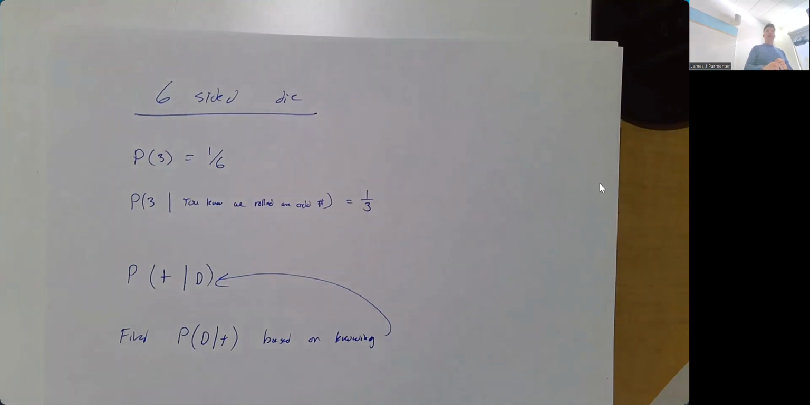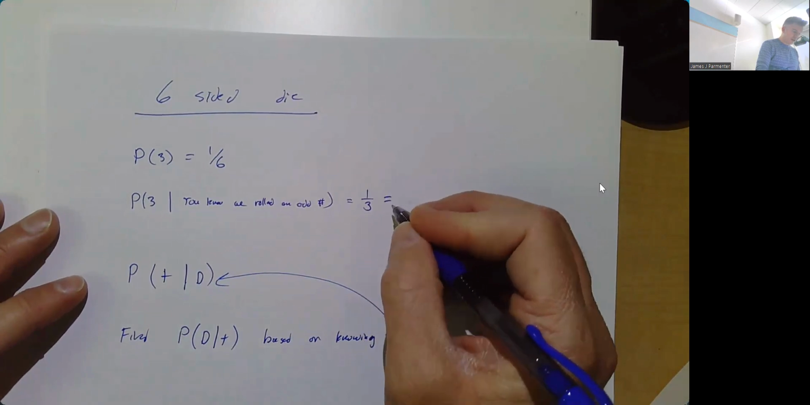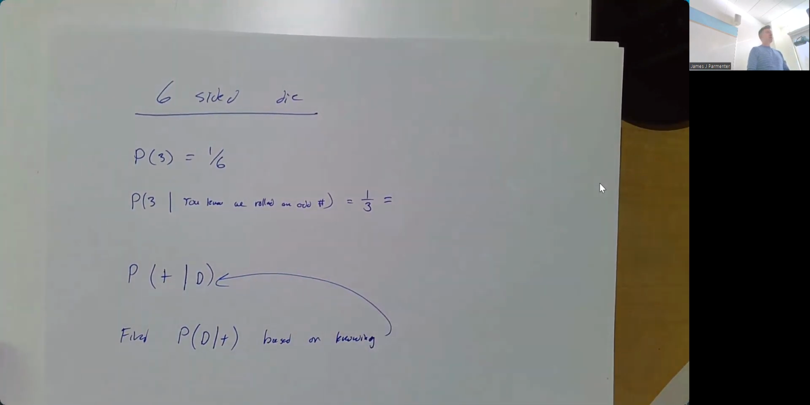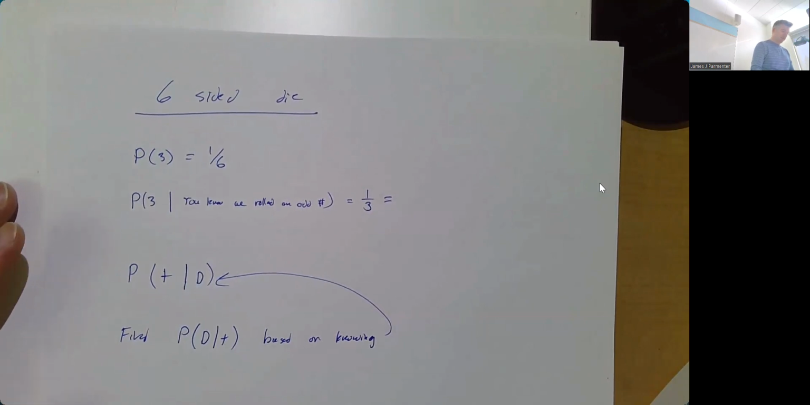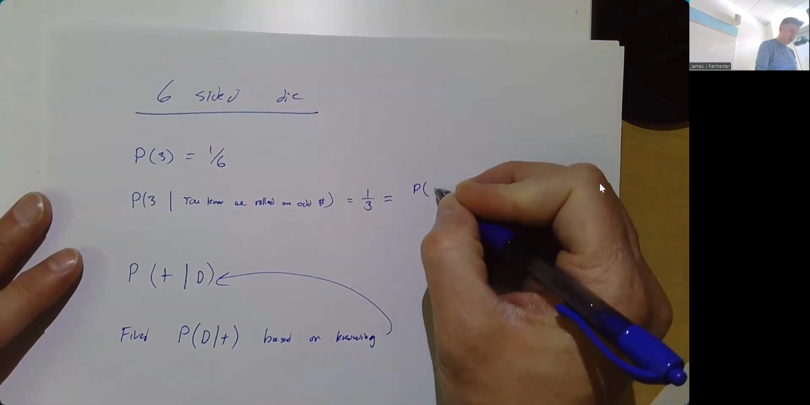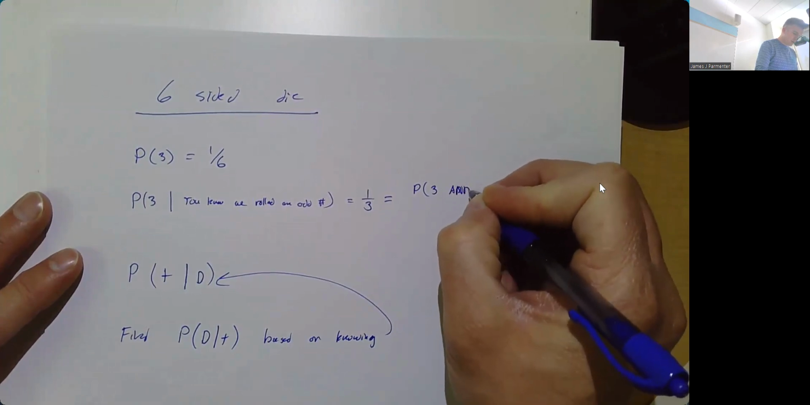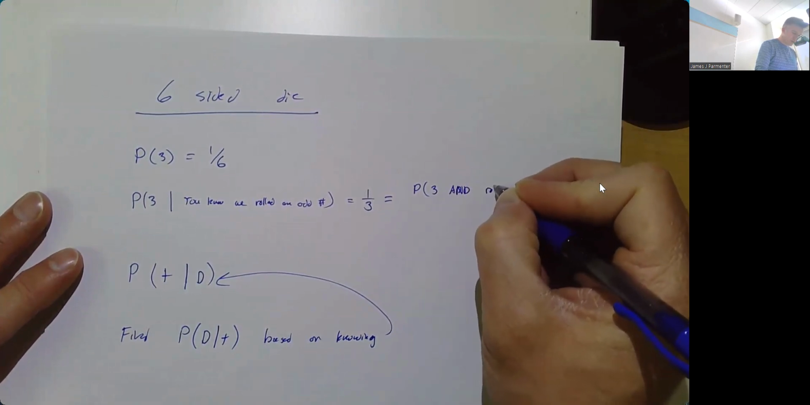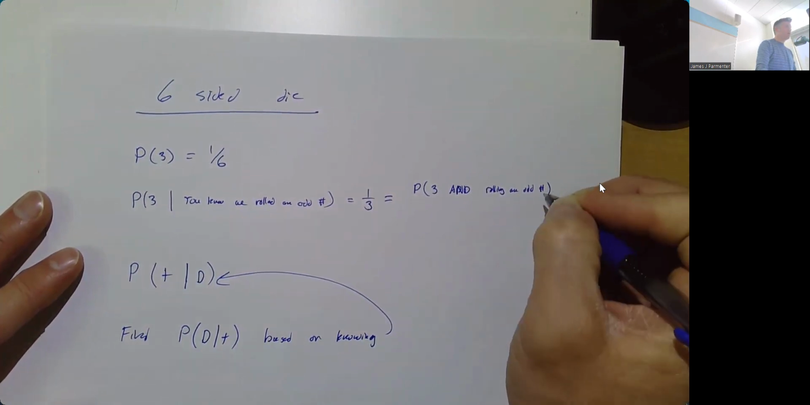Is it 1/3? Yeah, it's 1/3. No, it is the number of ways of getting what you want. So well, in fact, okay, here's actually the real formula. It's the probability of rolling a 3 and rolling an odd number. Well, there's only one way of doing that. You rolled a 3.